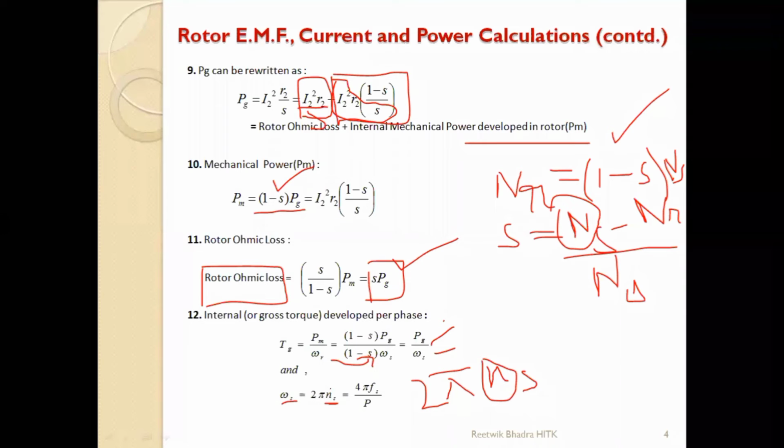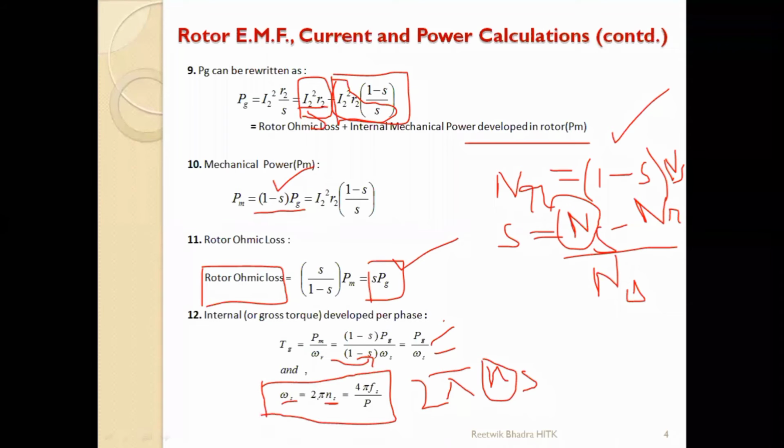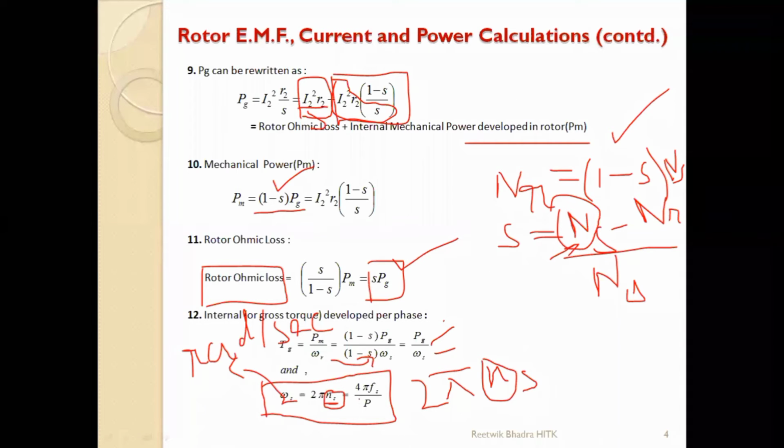No problem. Okay. NS is written as 120 F by P, that is capital NS, and small ns is 2F by P. Substitute over here 2F by P, what you will get? 2 into 2, 4. So 4 pi F by P. You can write in terms of small ns also. You can write in terms of capital NS also. Check the units. Capital NS is RPM, small ns is RPS, but omega S unit is rad per second always. So this n, whatever we will use over here, will be small n or capital NS by 60. Remember that.